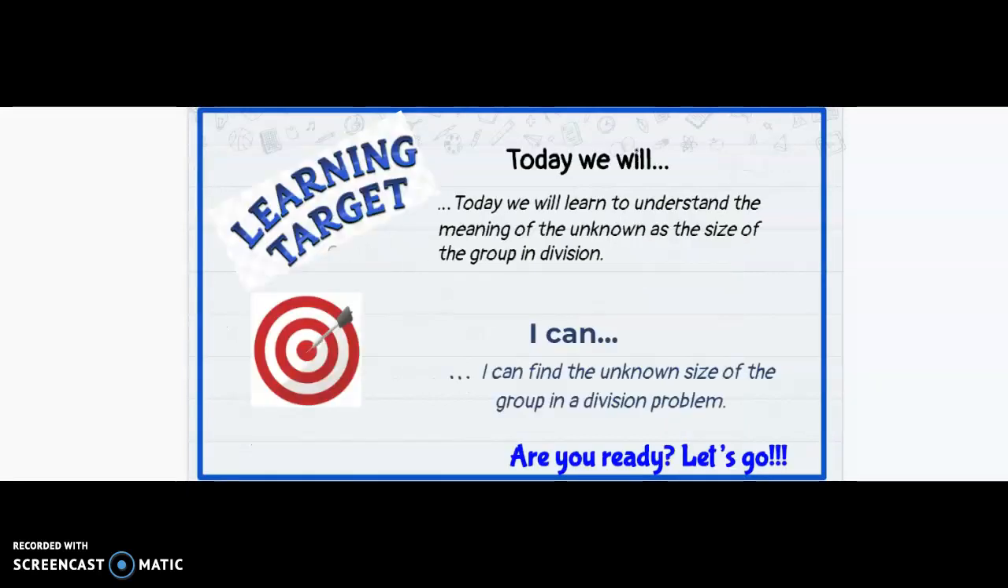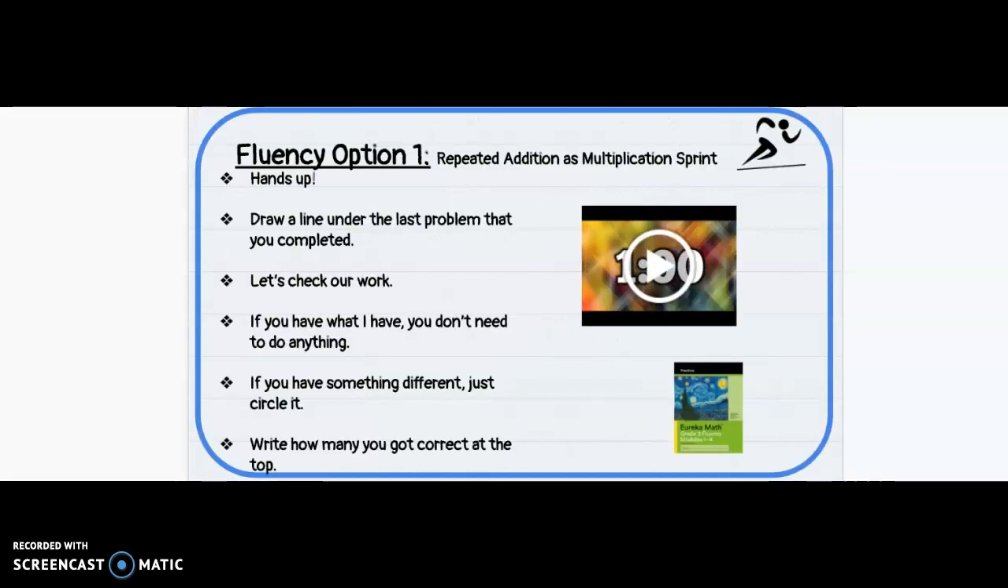Boys and girls, we have two fluency options. One is for sprints and the other one is group counting. We're going to start with the sprint today. Today we will learn to understand the meaning of the unknown as the size of the group in division. I can find the unknown size of the group in a division problem.